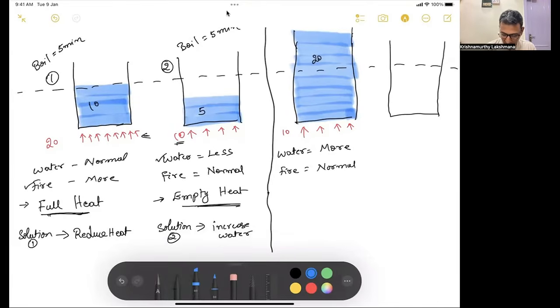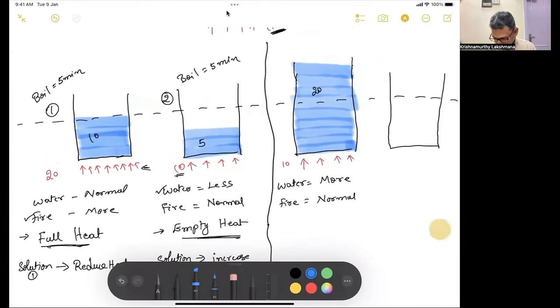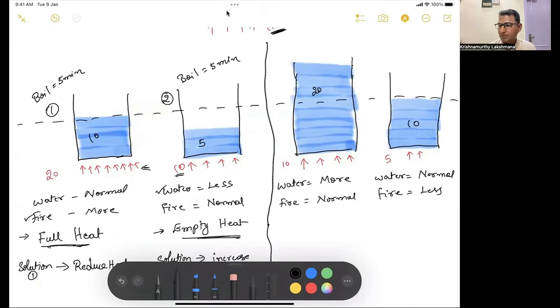Okay. And in the other situation, what will we do? We will keep the water normal. So we will keep water as 10, but we will reduce the fire. We will keep the fire to 5 units. So here water is equal to normal and fire is less.